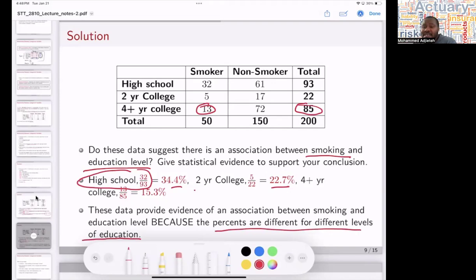We will load this data in StatCrunch and also try to compute the row percent and the column percent in StatCrunch. So to compute the row percent, it is 32 over 93, 61 over 93. That is a row percent. For column percent, you're going to get 32 over 50, 5 over 50. So that is how to compute both row and column percent. But we don't need to do this because StatCrunch does that for us.